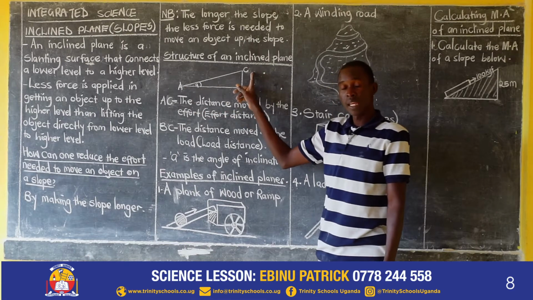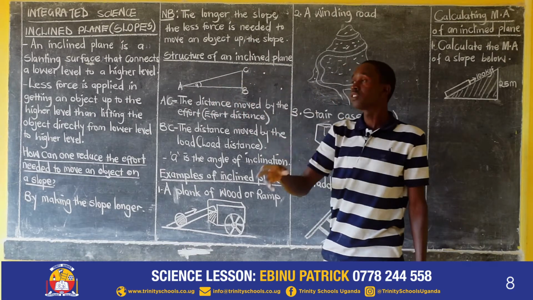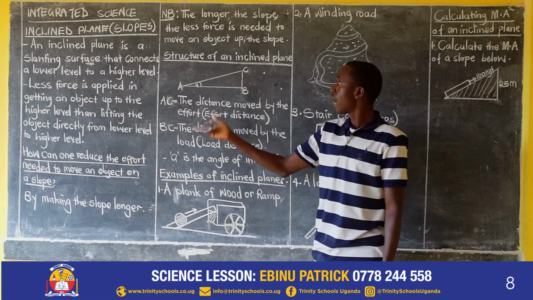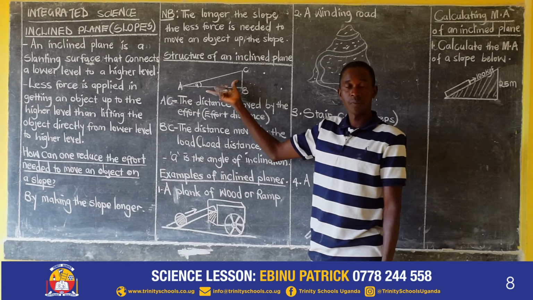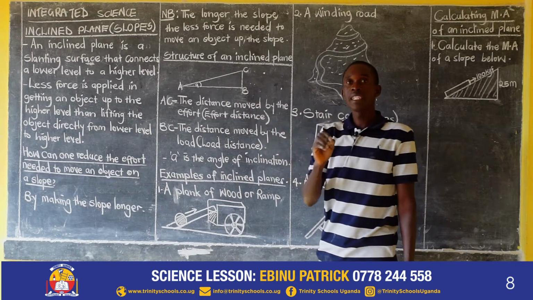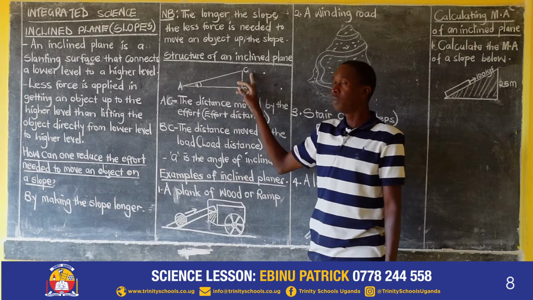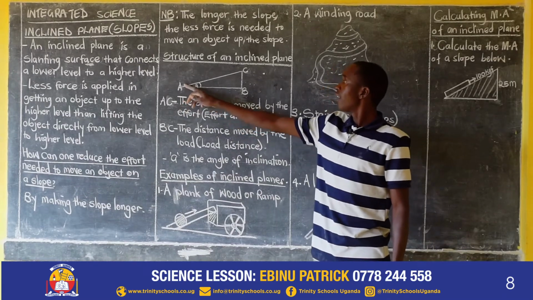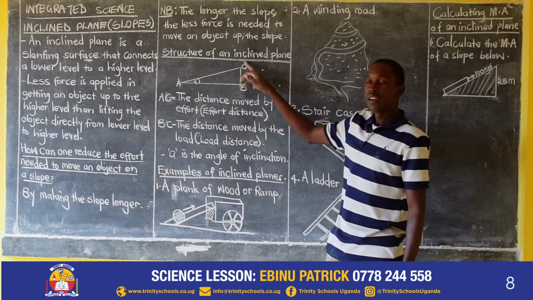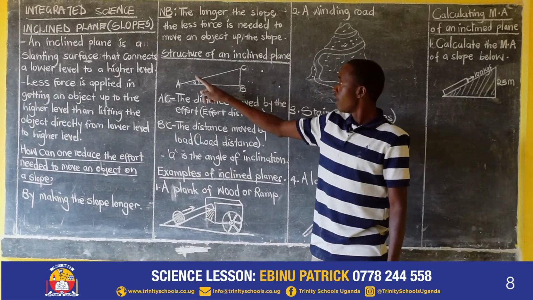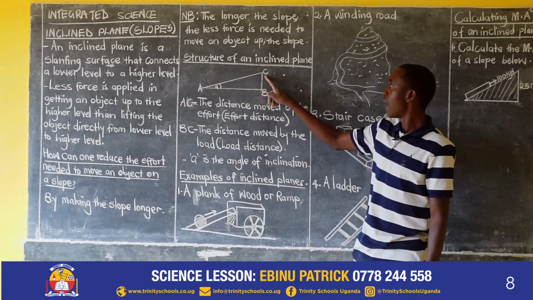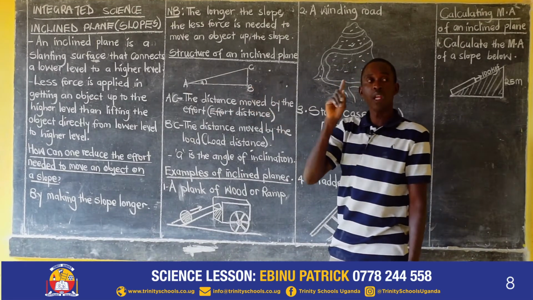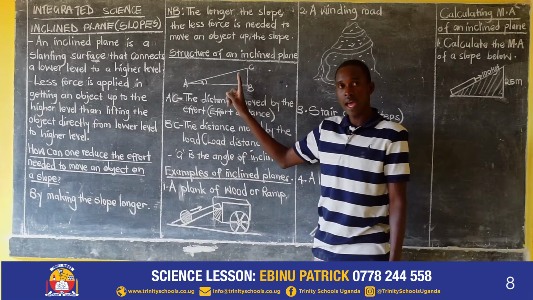Now, I'm explaining this because this is what we use when we are calculating the mechanical advantage on an inclined plane. When we are calculating the mechanical advantage on an inclined plane, we say mechanical advantage is equal to the effort distance divided by the load distance. We divide the effort distance by the load distance when calculating the mechanical advantage on an inclined plane.